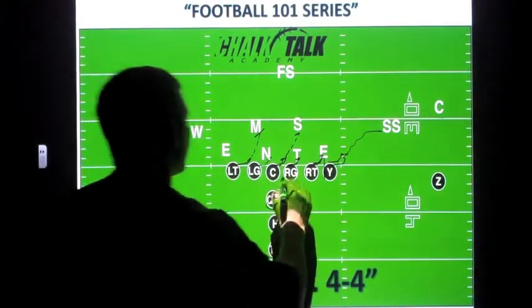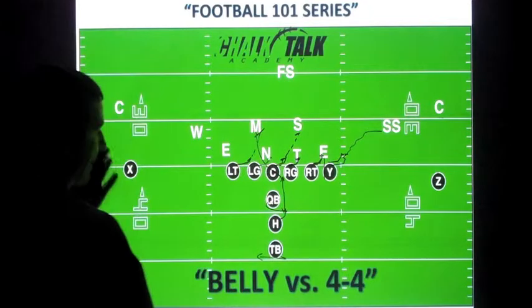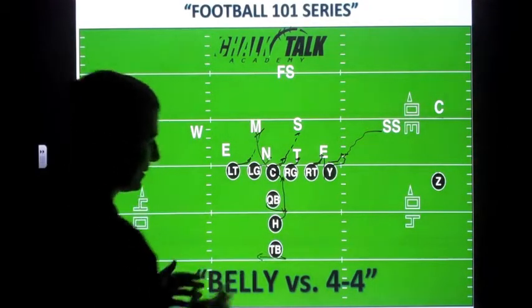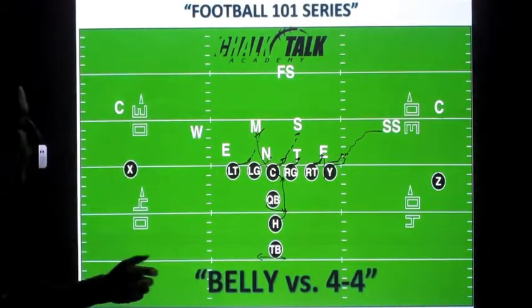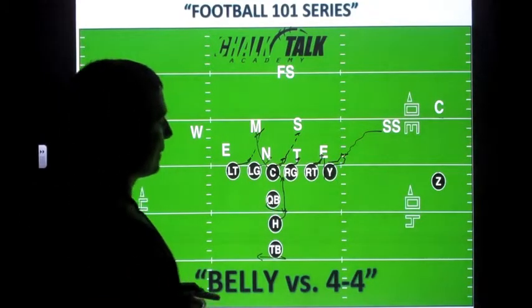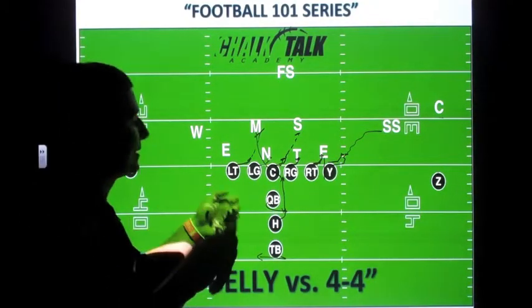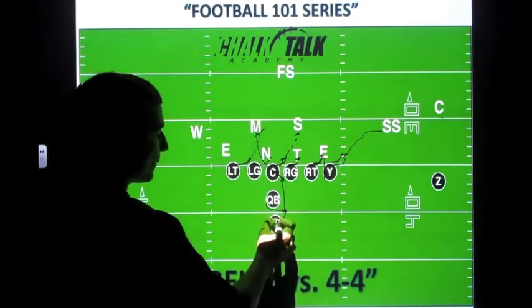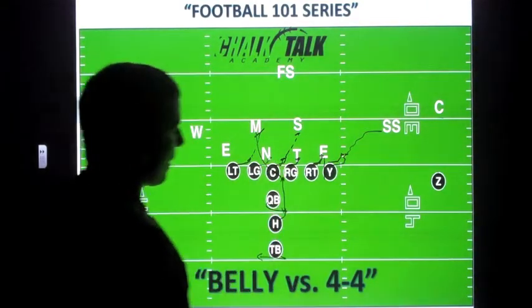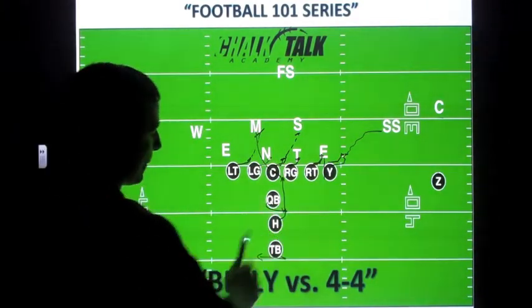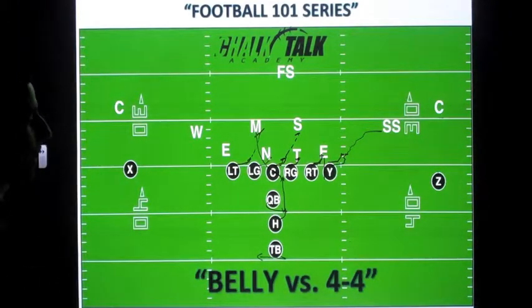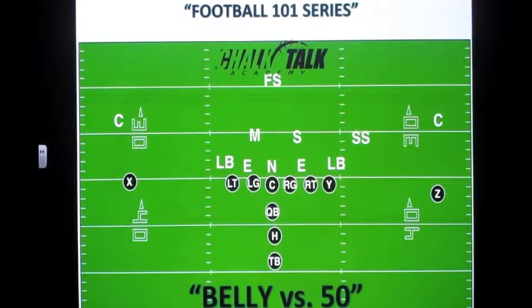And if you get enough push, this thing could come back behind that nose guard right here. But I think the biggest thing with this belly versus the 4-4, and we'll talk about it here in the 50 in a minute, is that we're trying to set this up. If you've got a nice big bruising fullback, try and get some good push by your offensive line. It's a good short yardage play, but I think the biggest thing is what you're setting up in the next play.